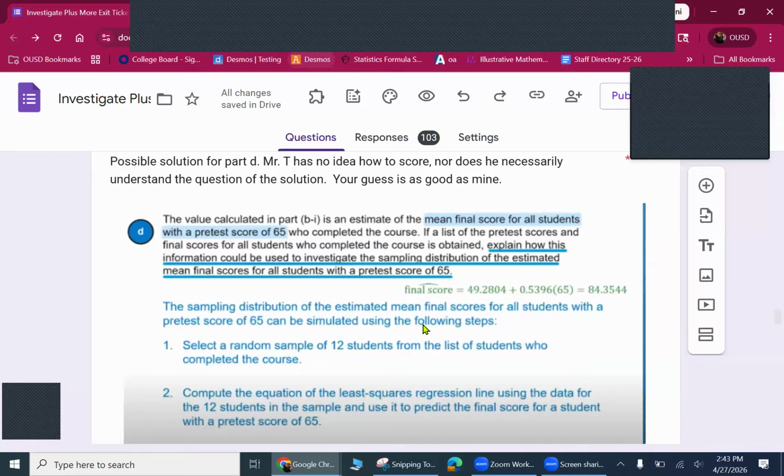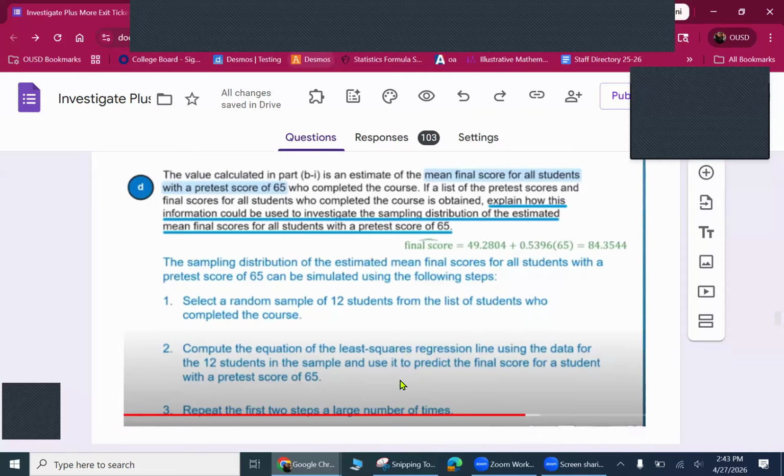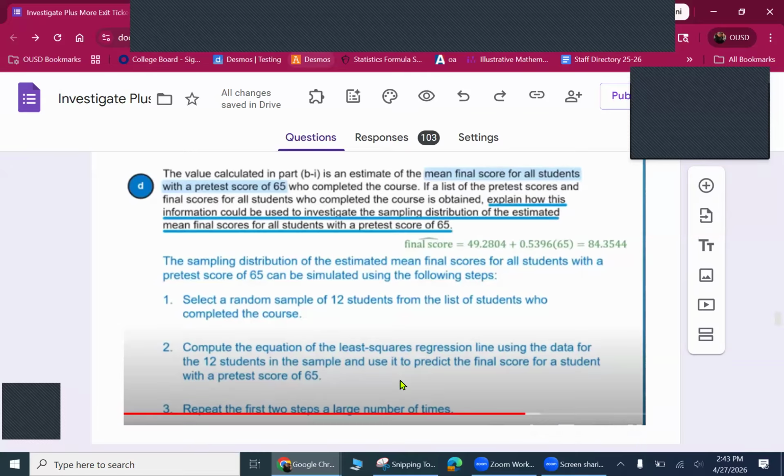So what they said to do was, the sampling distribution of the estimated mean final scores for all students with a pretest score of 65 can be simulated. That would have been a helpful keyword. Using the following steps: select a random sample of 12 students from the list who completed the course. Compute the equation of a least squares regression line using the data for the 12 students in the sample and use it to predict the final score with a pretest of 65. Repeat the first two steps a large number of times.